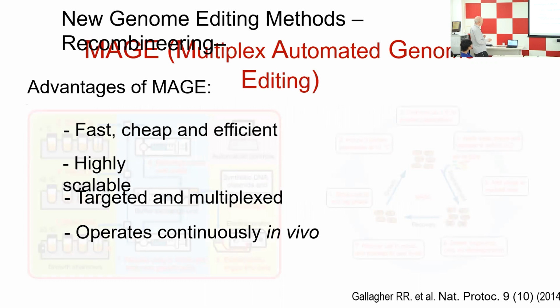So what is the advantage of MAGE versus other previous approaches? Well, the best of all is that it's highly scalable, it can be multiplexed, and it operates continuously in vivo. Okay, so these are advantages in respect to homologous recombination that I mentioned at the beginning, and also recombination with PCR fragments that I also told you.